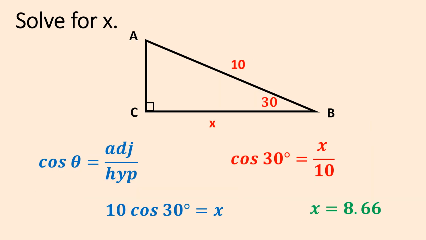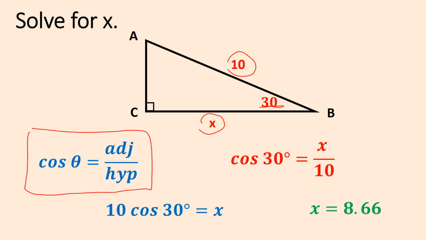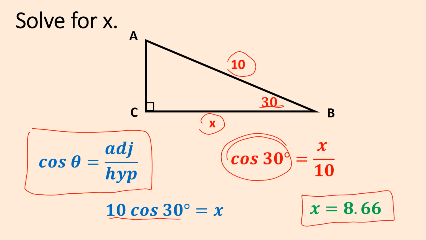So to use this in an example, let's go back to the first problem we did in this lesson. We had a missing side, x, on the bottom here. It's adjacent to this angle of 30 degrees, and we know the hypotenuse, so it's a cosine problem. Fill in everything we know, and we end up just doing 10 times the cosine of 30, x equals 8.66. So here we have one of those special angles. It's 30 degrees. We're looking for the cosine of it.